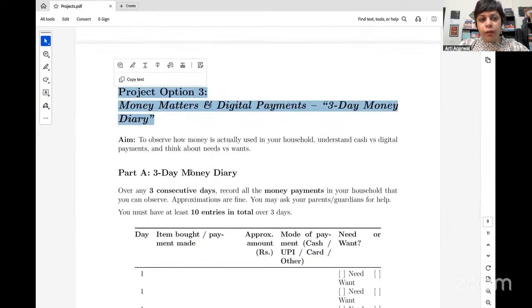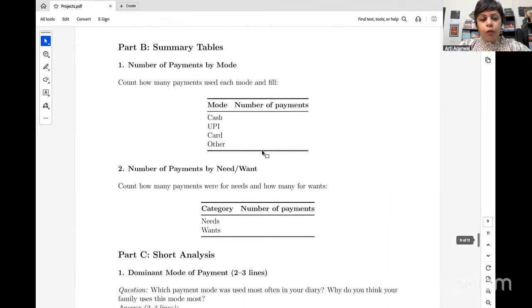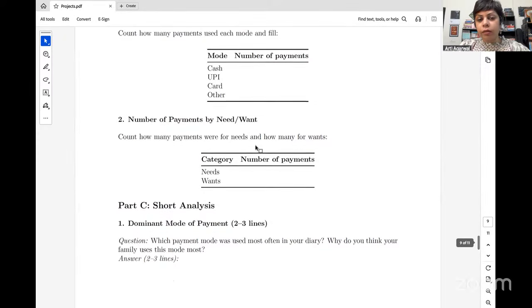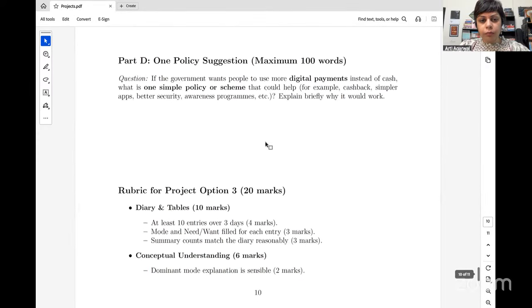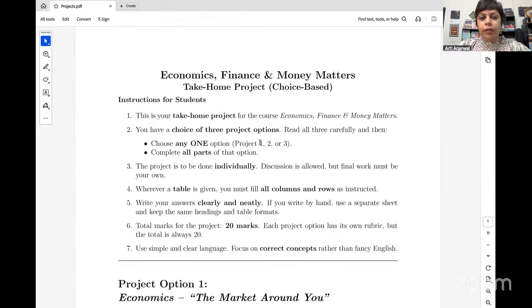And this is option three. Okay, this is all in that one PDF, which has been shared with you guys. So I hope all of you were able to find this PDF on the portal. Okay, so these are three options. Out of these three, you have to pick any one option. This is the instruction. Choose any one option for the project, one, two, or three.